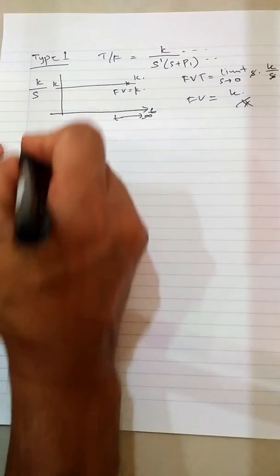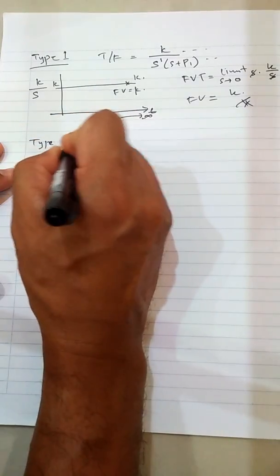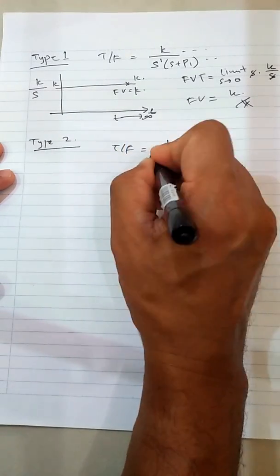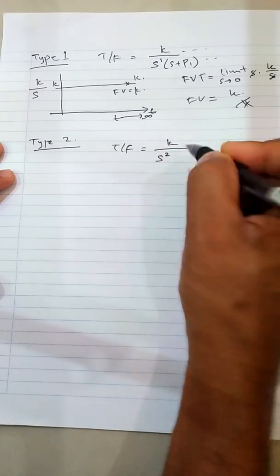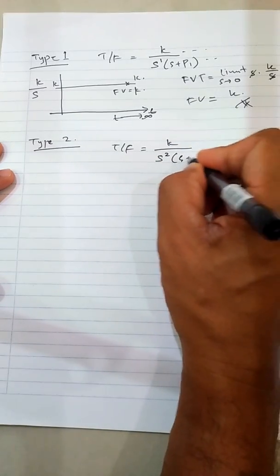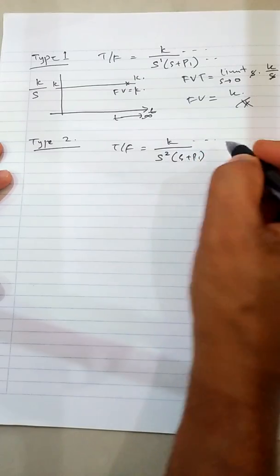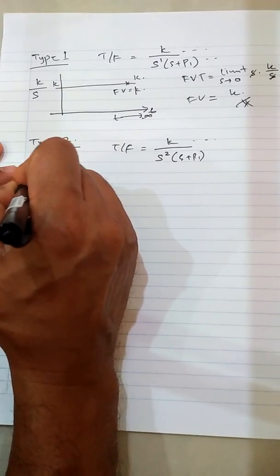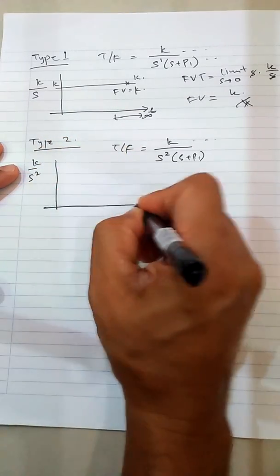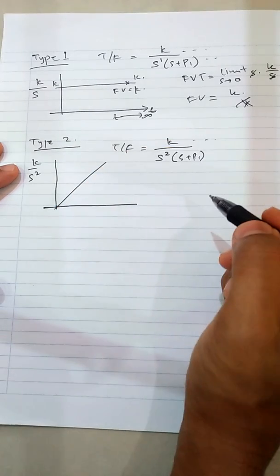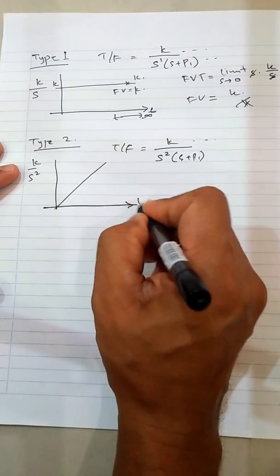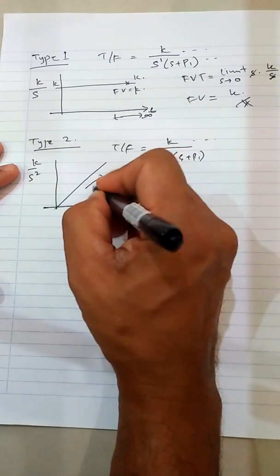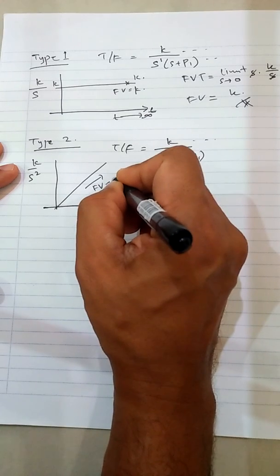For type number 2, the transfer function will be K over s^2 (s+P1). From this equation, we can see that the graph of K over s^2 will be a ramp. So as t approaches infinity, the final value will become infinity too.